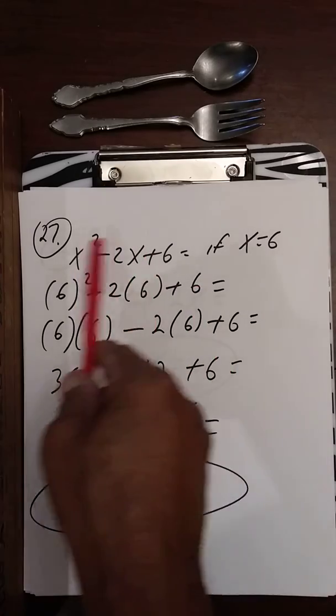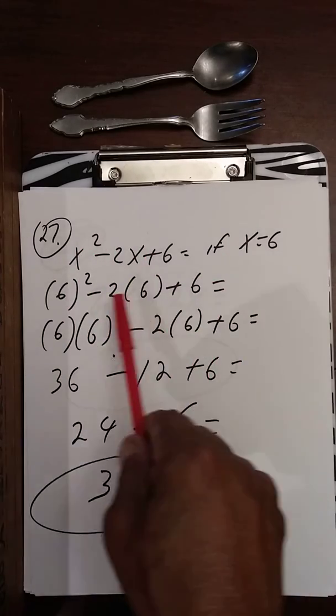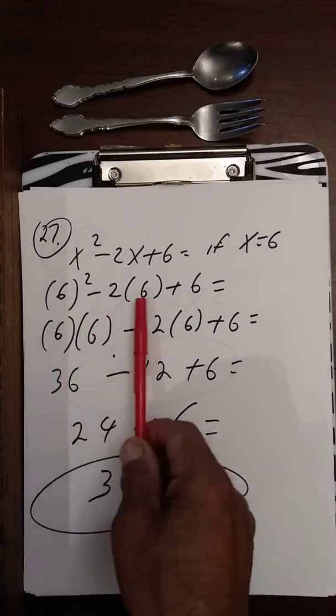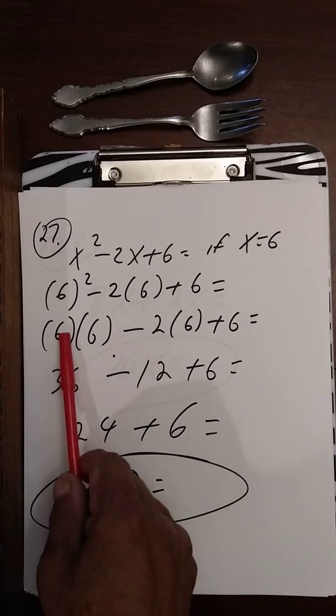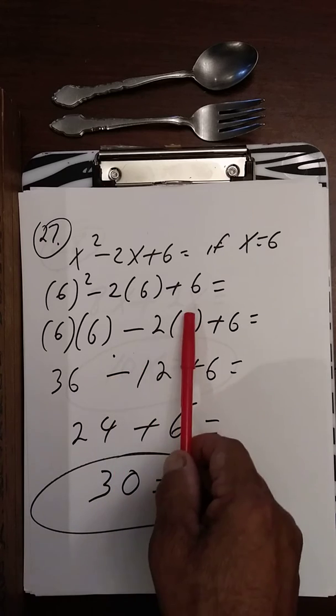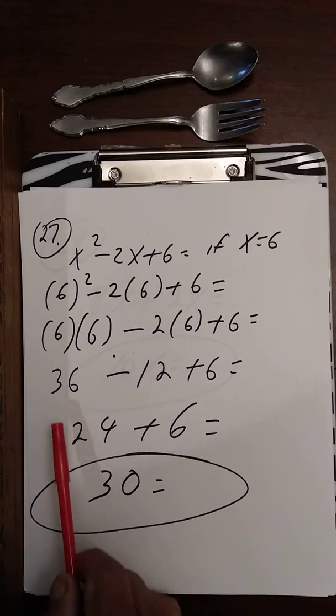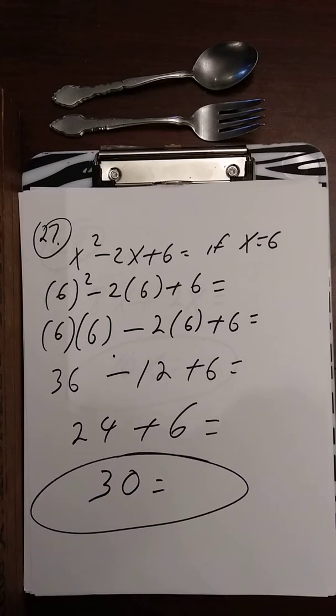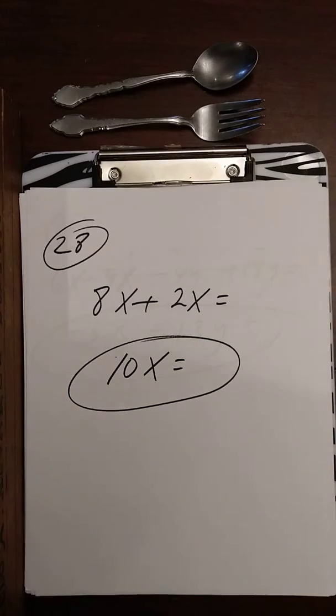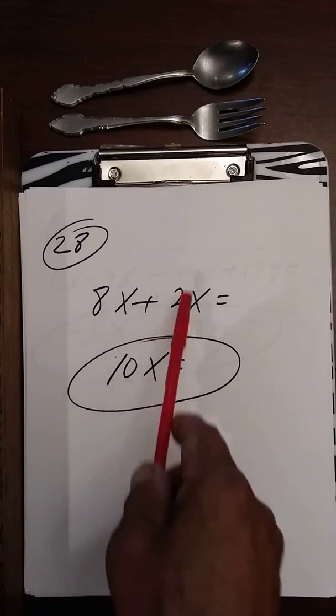Let's evaluate this with that number. So put the number in there. 6 squared, 6 there. 6 squared means 6 times 6. Bring this down. That's 36 minus 12 plus 6. 36 minus 12 is 24, plus 6 is 30. And we're done.